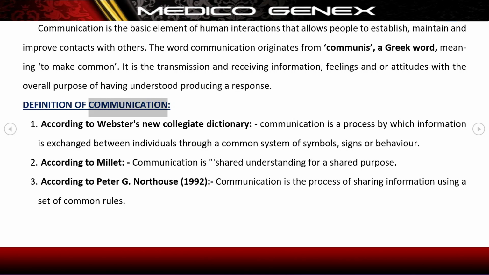Definition of communication. According to Webster's New Collegiate Dictionary, communication is a process by which information is exchanged between individuals through a common system of symbols, signs, or behavior. According to Millet, communication is shared understanding for a shared purpose. According to Peter G. Nordhaus, 1992, communication is the process of sharing information using a set of common rules.